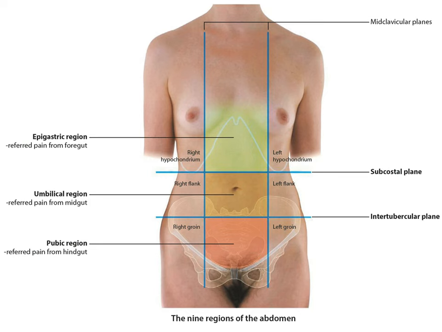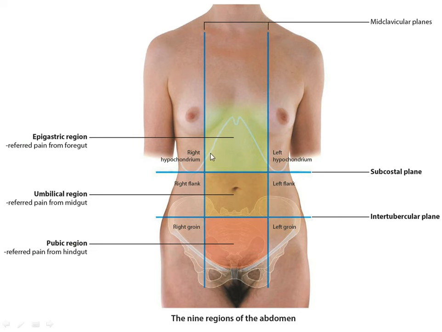And the abdominal cavity can also be studied from a different aspect by dividing it into nine different regions. Just now we divided it into four quadrants, and it can also be divided into nine regions with the help of two midclavicular planes, one subcostal plane, and the intertubercular plane. Midclavicular denotes that the lines start from the midpoint of the clavicle over here and go to the mid inguinal point. So when we join the mid inguinal point and the midclavicular point, we get the two lateral planes. They are known as the midclavicular planes.